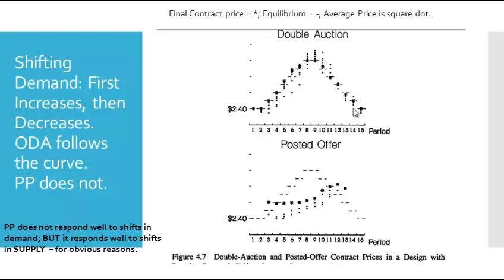So basically the result from this kind of experimentation is that the posted price does not respond well to shifts in demand, but it does respond well, and that's not shown here, to shifts in supply for obvious reasons. When you change the supply, the suppliers will adjust their posted prices. So when the supply is shifting, then the posted prices can handle that, but it cannot handle shifts in demand very well.